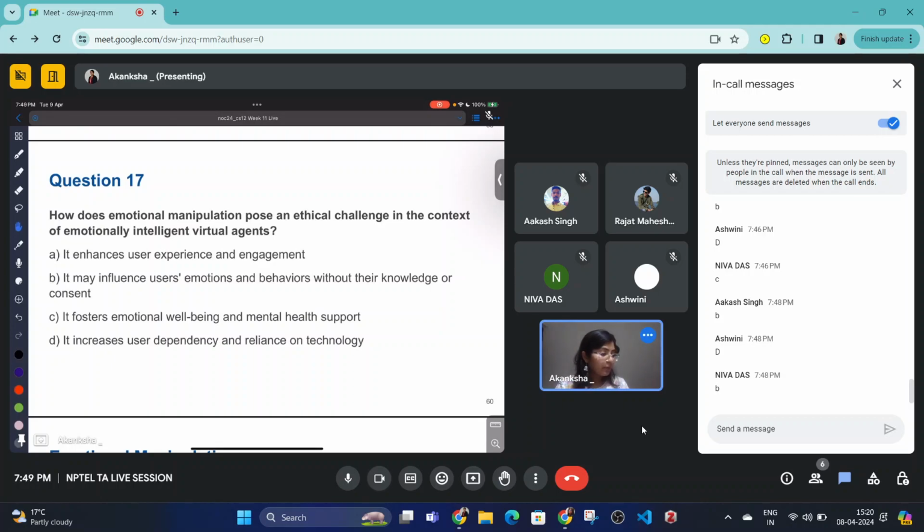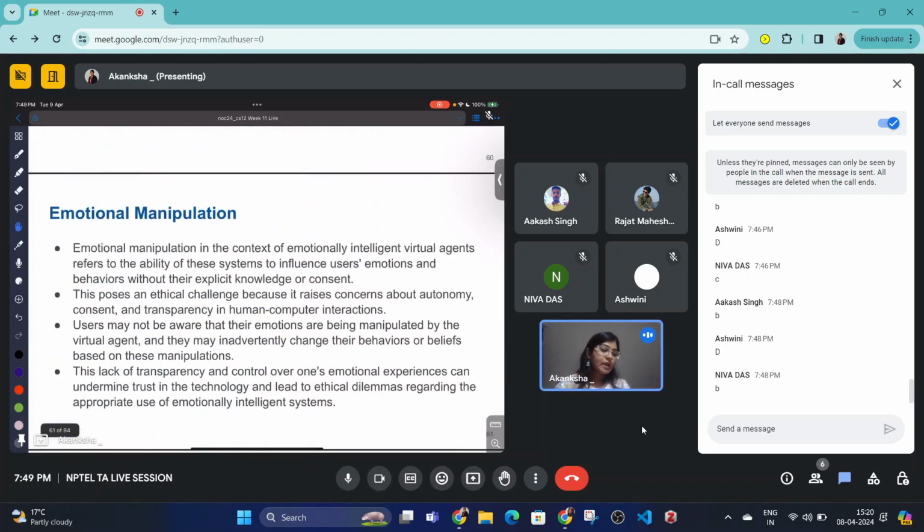Okay. What exactly is emotional manipulation? This is very interesting actually. In the context of these emotionally intelligent virtual agents, what it refers to is the ability of these systems to influence users' emotions and behaviors without explicit knowledge or consent. We will come to the example soon. So this poses an ethical challenge because it raises concerns about autonomy, consent, and transparency in HCI.